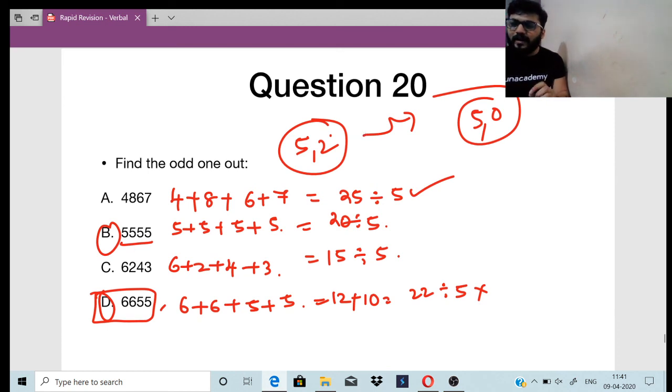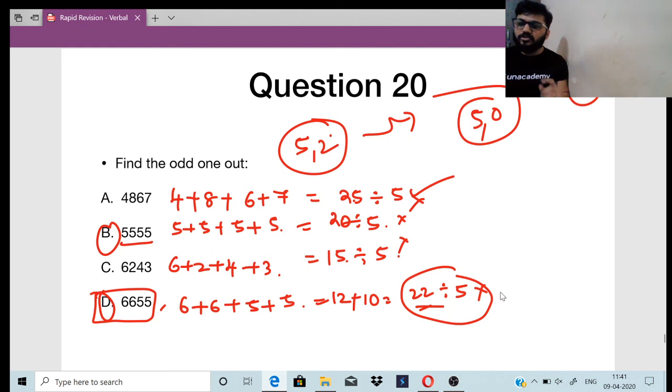If you divide by 2, only this one will be true. The other 3 will become wrong, right? So at that point also, you can tell this is the odd one out. If you divide by 2, 25 divided by 2 will not work, 15 divided by 2 will not work, 20 divided by 2 will work, right? So there will be 2 options. So for getting one option, I divided by 5.